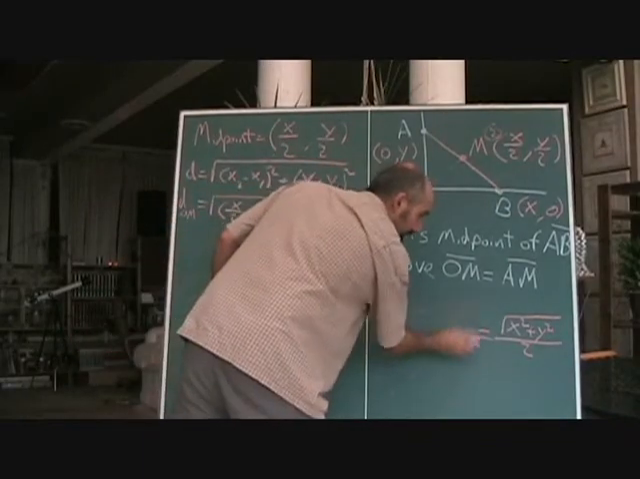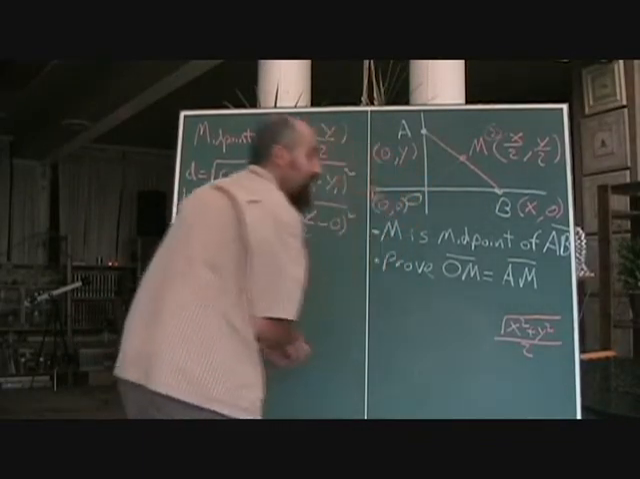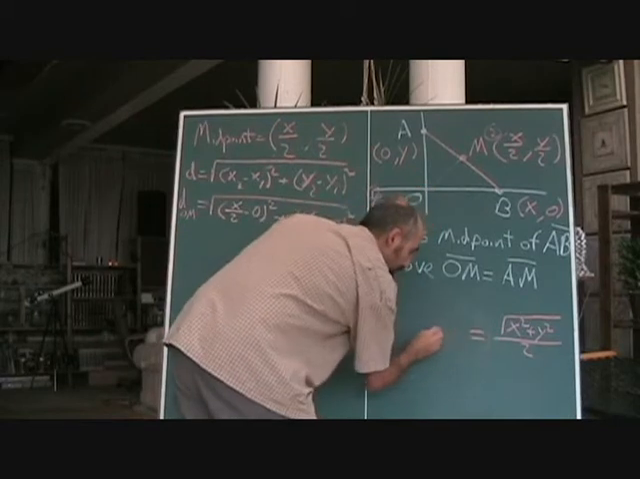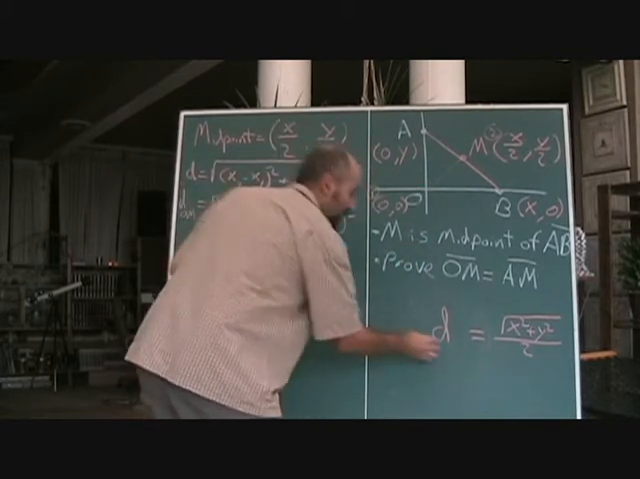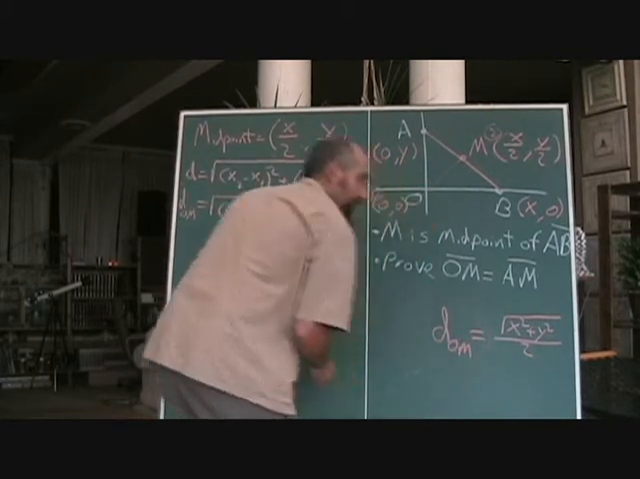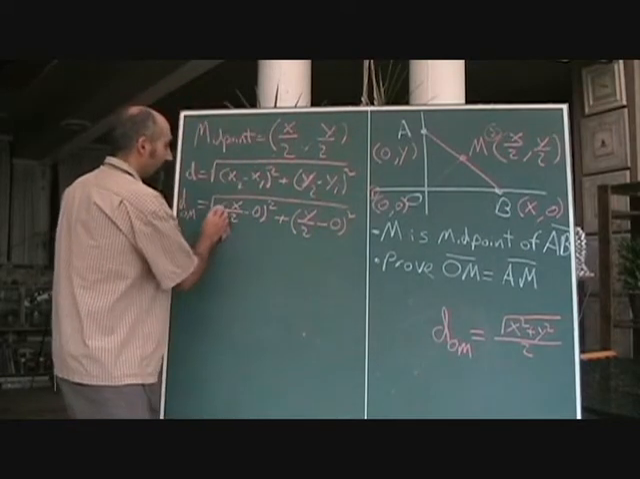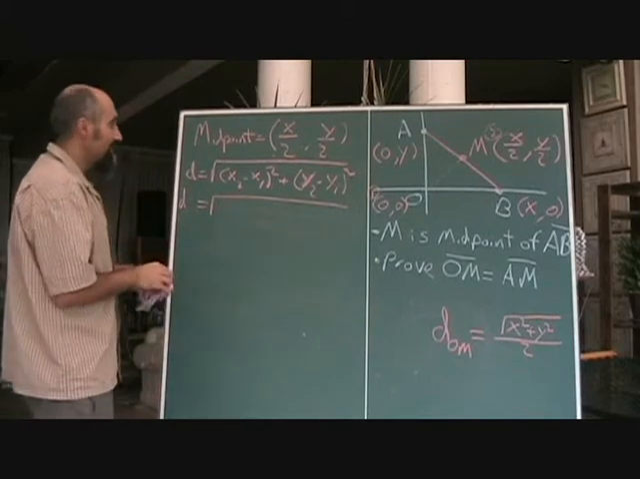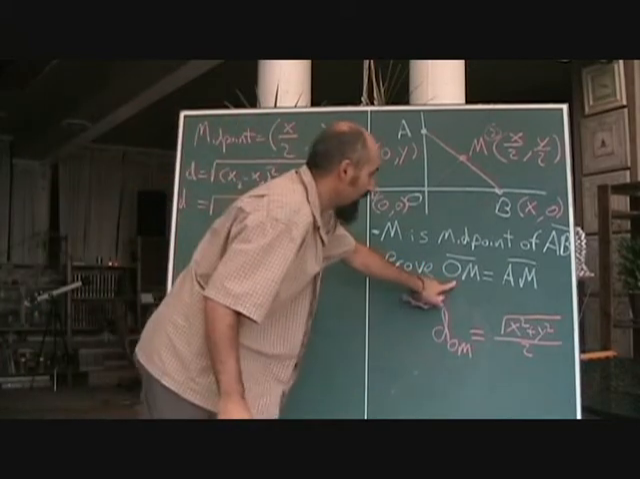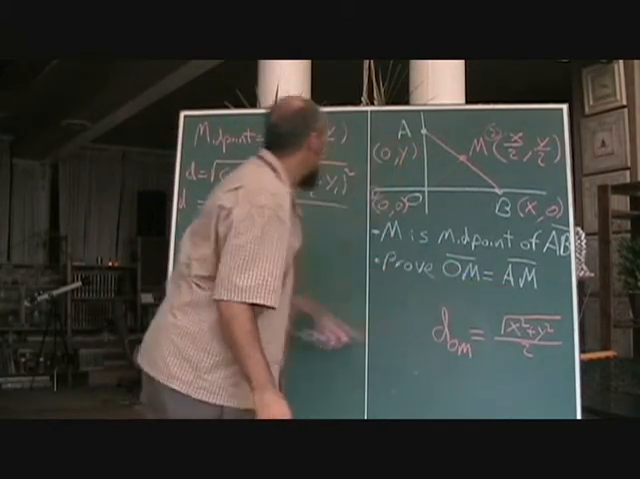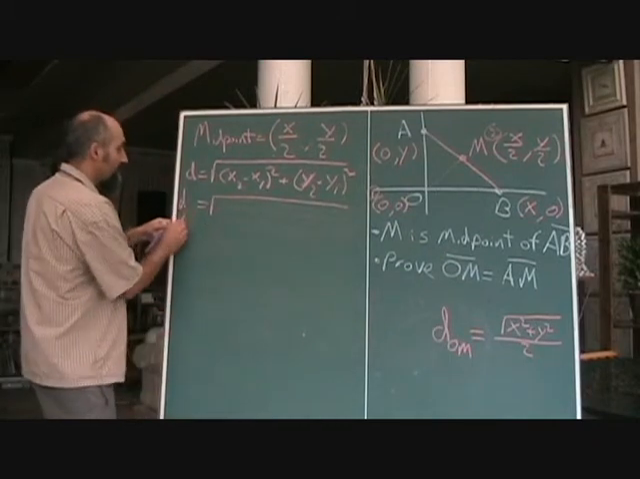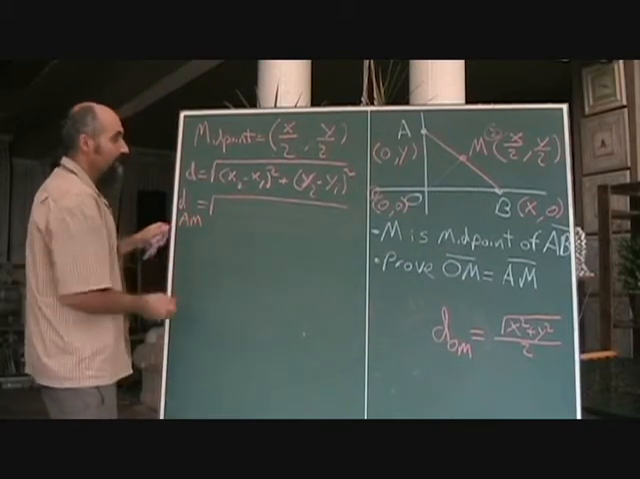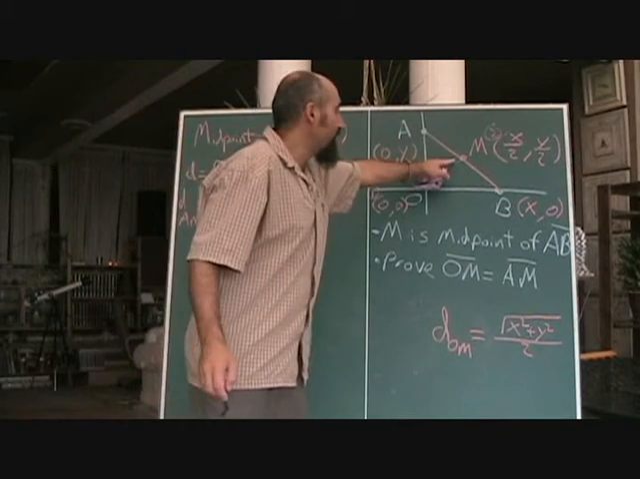Then what we've got to do is, actually, let's leave this here. So this becomes the distance of OM. Right? Now what we've got to do is find the distance of AM. So we go back here, and we say this is now the distance of AM. The distance of AM is going to be this point to this point.